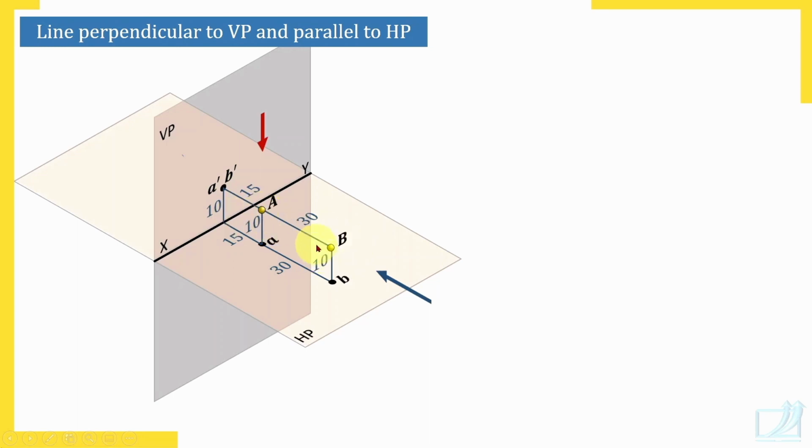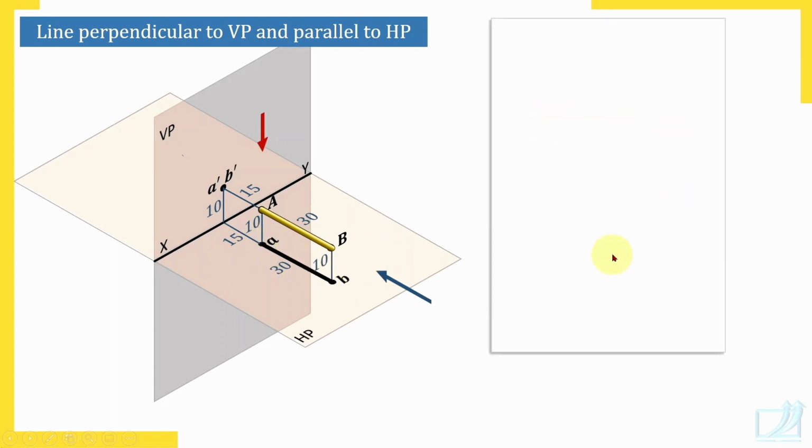If you join points A and B, it is a line AB. And entire line AB now appears a point in the front view. But in the top view, if you join AB, it is a line. And this line AB has the same length as the line AB. So we can say that top view gives true length. And check here, top view is perpendicular to XY line. This line is perpendicular to XY line.